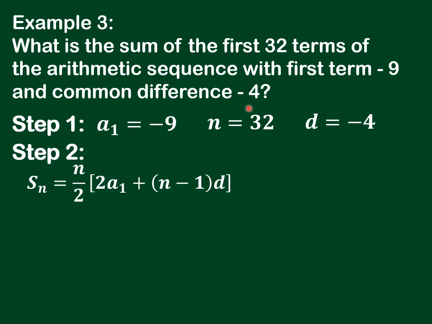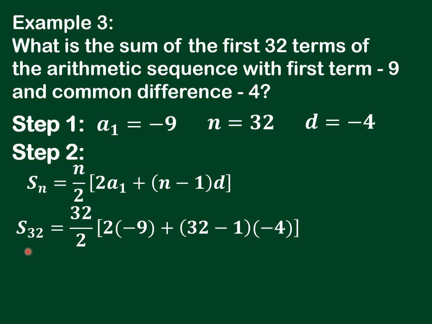And for step 2, we're going to substitute now the value of a sub 1, n, and d in the formula. So we have s sub 32. 32 is the value of n, is equal to 32 over 2, that is n over 2, times the quantity of 2 times negative 9 plus the quantity of 32 minus 1 times negative 4.